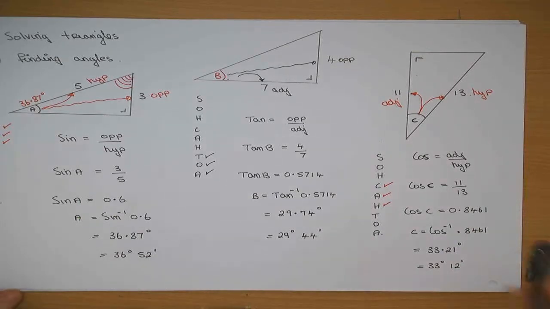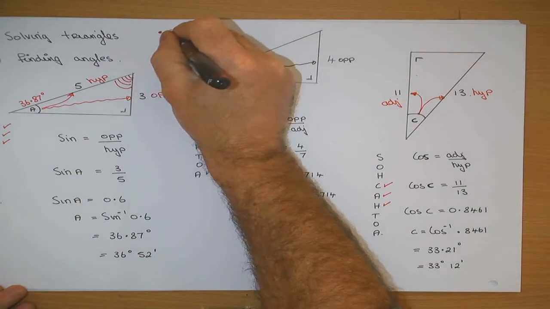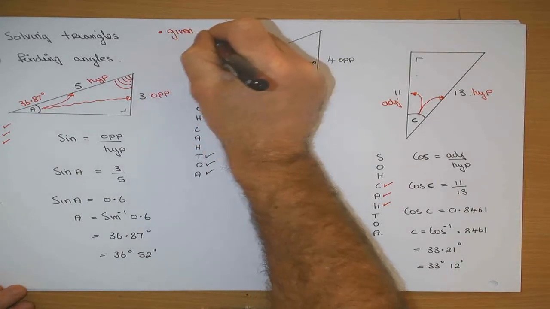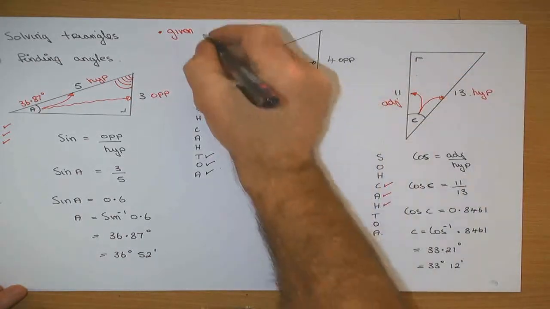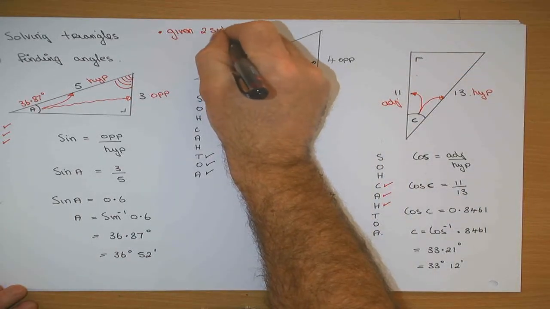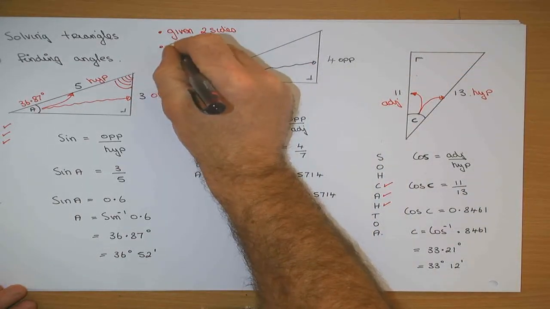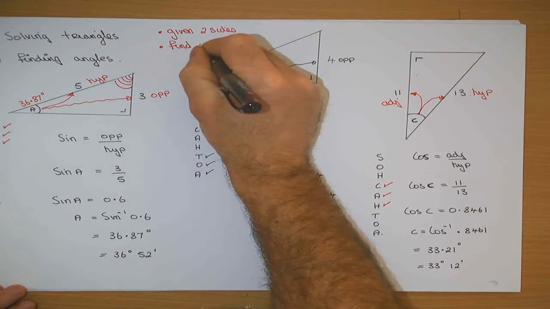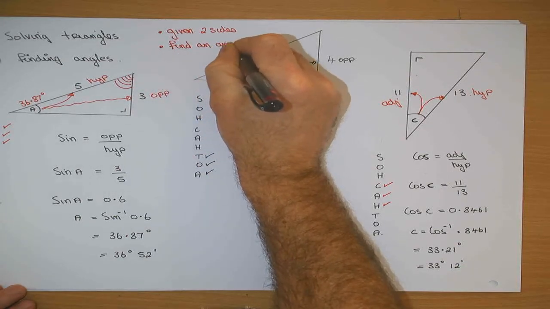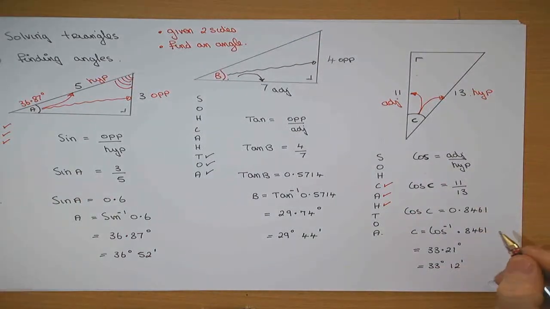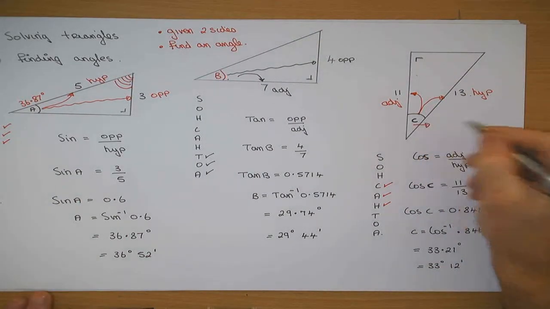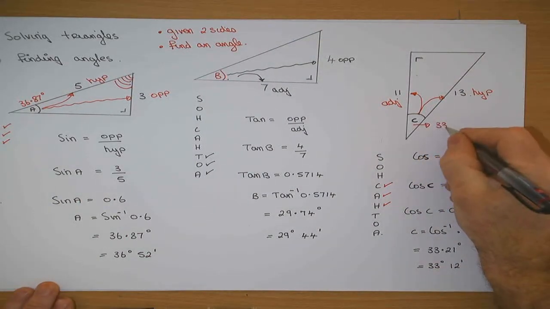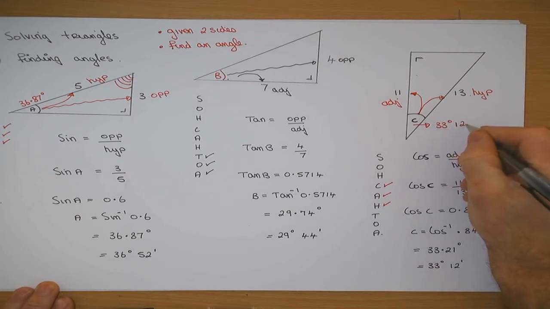What has happened in this? What have you been given? In each of these triangles, yes? 2 sides. And from the 2 sides, what did you find? An angle. Now please focus in here. I now know that angle to be what? 33 degrees and 12 minutes.